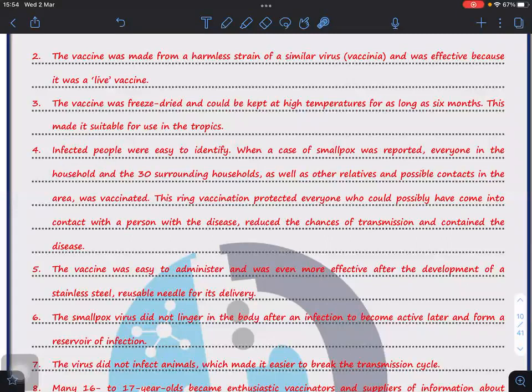And very important here, an infected person, or individual, was easily identified. So when a case of smallpox was reported, everyone in the household and 30 surrounding households, as well as other relatives and possible contacts, would be vaccinated. Are you clear? And you have to understand that in 1960, mobility was not as great as for us now. Most people stayed within their own village, their own kampong region. They wouldn't migrate from one region and move to another within a short period of time. So therefore, vaccination works, and spreading will also be low. Can you see that? Are you clear?